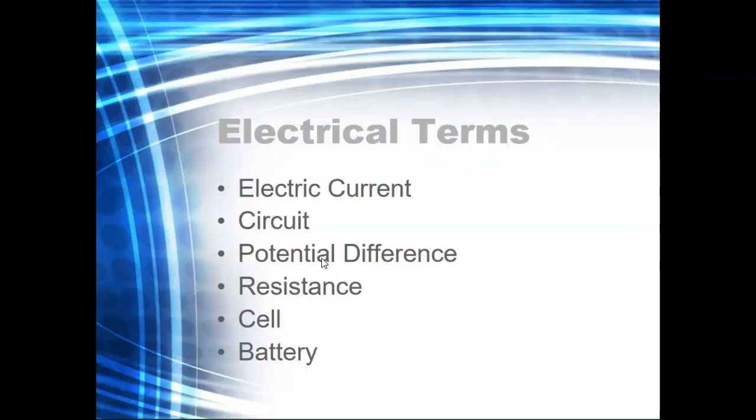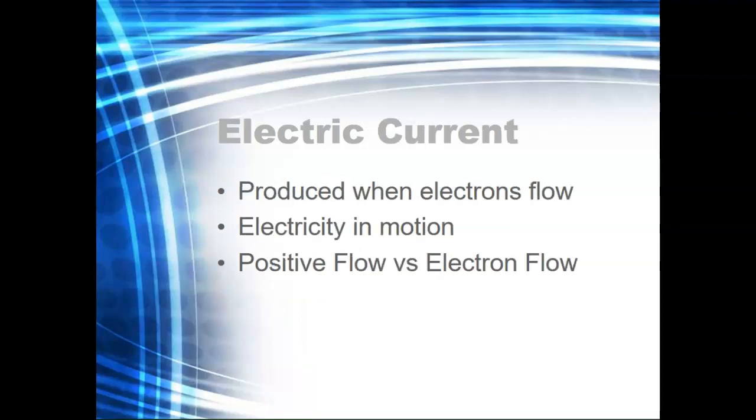So some terms, we have the electric current, we have circuit, potential difference, resistance, cell, and battery. So electric current is when electrons move. Okay, it is quite literally electricity in motion. And there's two types of flow.